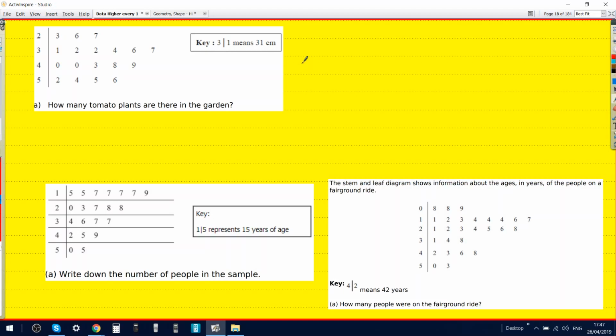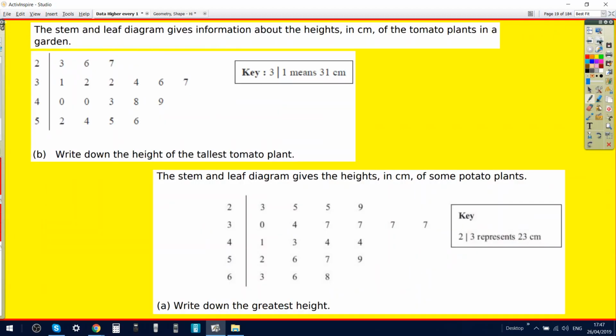56. No, that's the height of the tallest one. Oh, 1, 2, 3, 4, 5, 6. 18. I think it is. Yeah, 18. That's fine. How about the bottom one? The greatest height is 68.